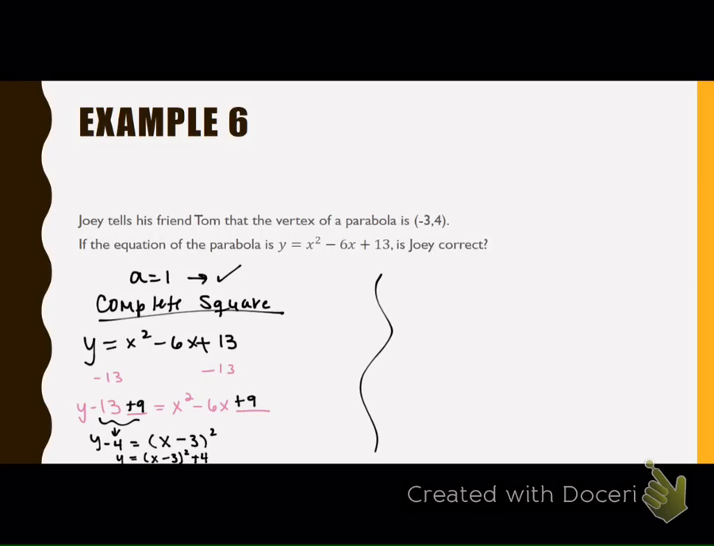Is that the same vertex? Is it negative 3, 4? No, it is 3, comma 4. He forgot to switch h, right? What did you do?